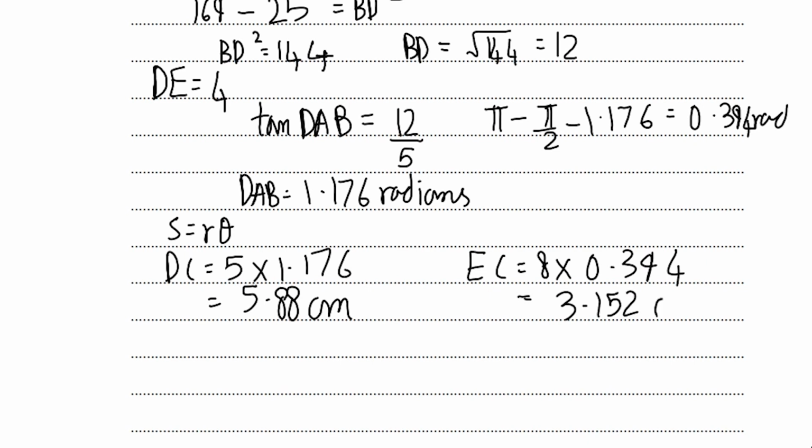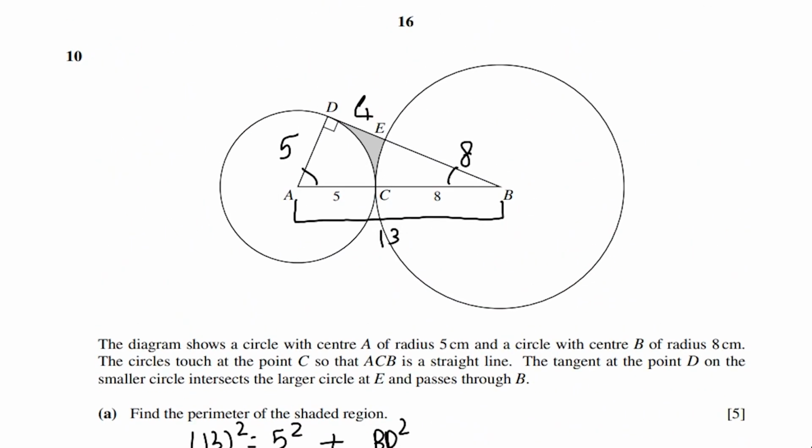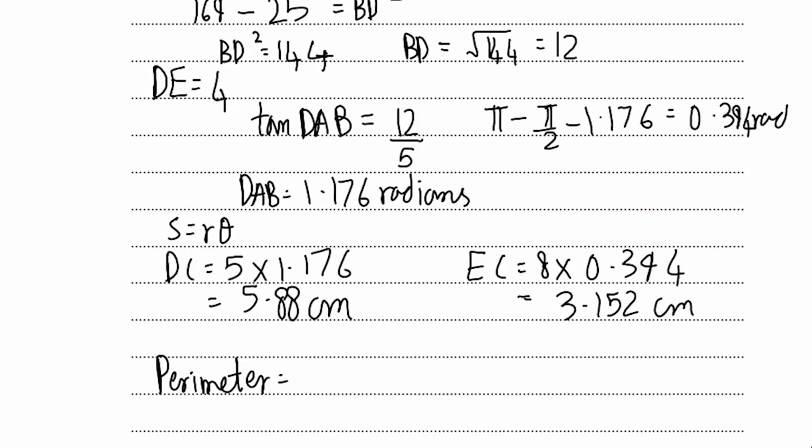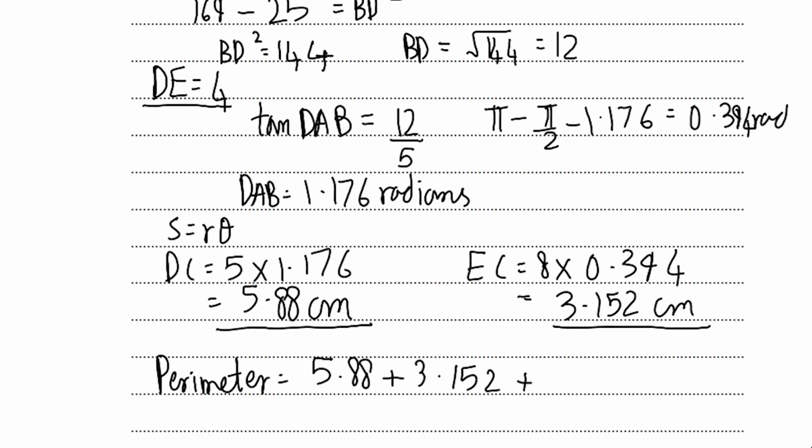Now the perimeter will be DE, which is 4, plus EC, which we have just calculated, plus DC. So we have to add 4, 5.88 and 3.152. Our perimeter is 5.88 plus 3.152 plus 4, which is 13.032, and rounding it off we have 13 centimeters. Okay, let's move to the next part.